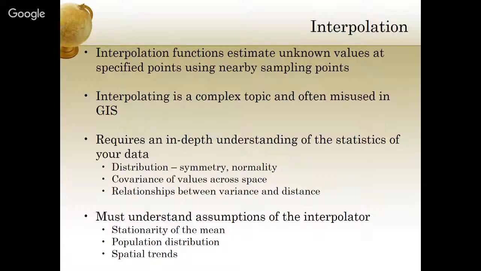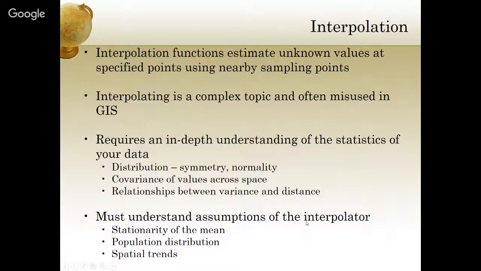Is the mean of your data the same everywhere, or is there a trend in your data where things might be increasing or decreasing in one direction or another? Are things that are close together more similar to one another? Or is there a relationship between variability and how far apart things are in your data? So there's a lot of things you need to understand about your data to use interpolation well.